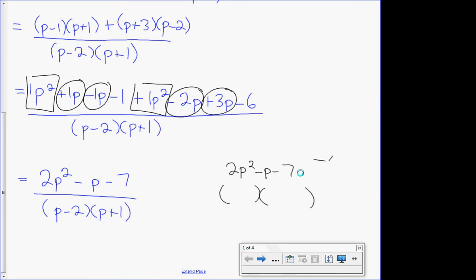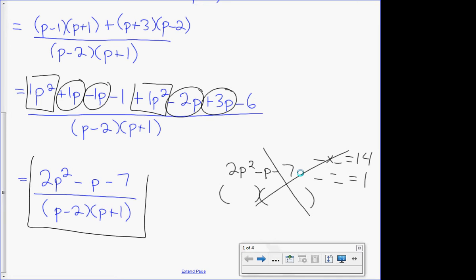I need two numbers that multiply to 14, and those same two numbers need to subtract to 1. So my options would be 14 and 1. 14 times 1 is 14, but 14 minus 1 is 13, not 1. So that won't work. And then I have 7 and 2. 7 minus 2 is 5. Those are the only things we can do to factor. Since both of those don't work, that means I can't factor my numerator, and I'm just going to leave it as it is. So this is our answer.